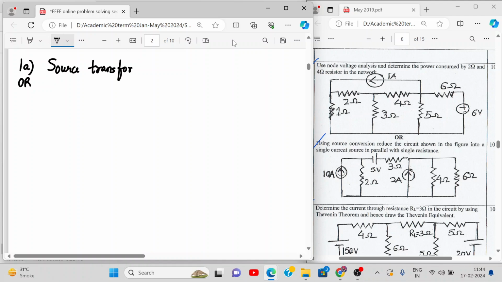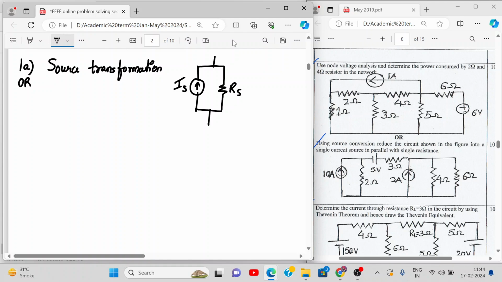And what do we want with the source transformation? The entire circuit gets converted into a single current source in parallel with a single resistance, like this. So we want the entire circuit to get converted into this I and this R. Let's say this is IS, RS.